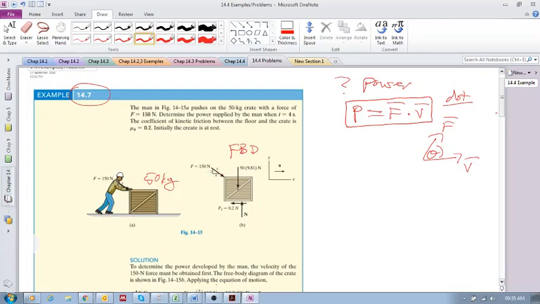So, what are we trying to do? We know what the force is. Well, we sort of know what the force is. We'll get back to that in a minute. The force is this 150 newtons, but why would I not put this force in here? We're looking at the power supplied by the man. The man is applying 150 newtons, but why would I not put it over here? Well, you can think about that for a minute. Why would I not just use this 150 newtons? That's the question.